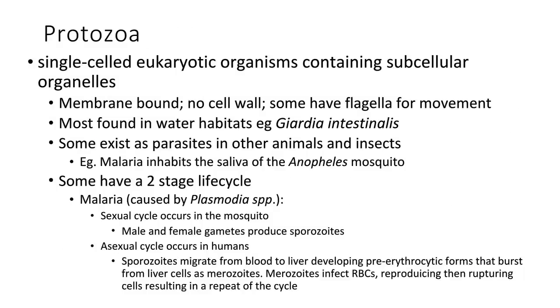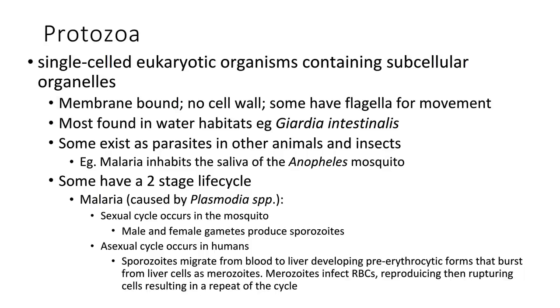Now, the worms had a cellular structure that was much like our own, being a multicellular living organism, and so do the protozoa. No cell wall, but certainly a cell membrane, and in the case of protozoa, there may be a flagella to help with movement. Most of them are found in water habitats such as Giardia intestinalis. Some exist as parasites in other animals and insects, so an example of that is the malaria protozoan that lives in the saliva of the Anopheles mosquito.